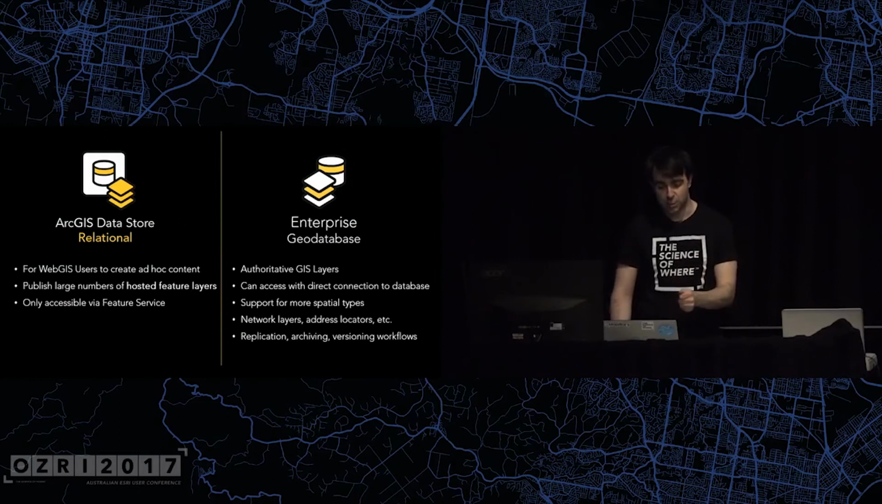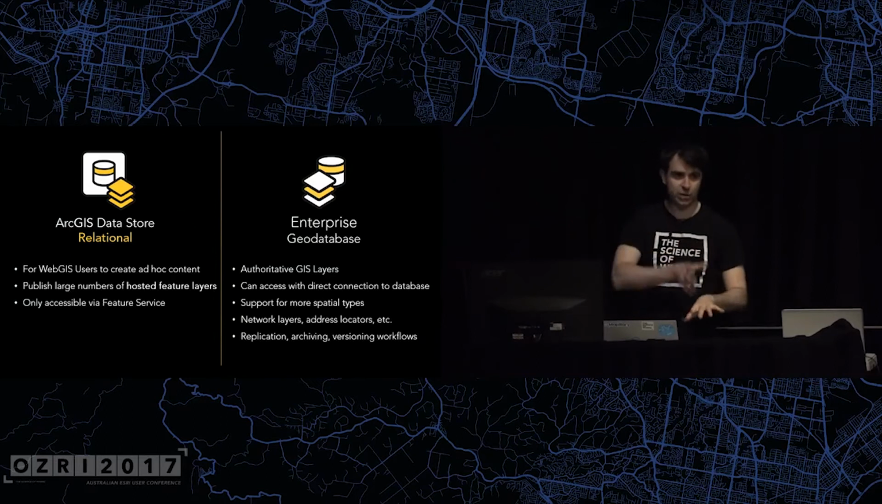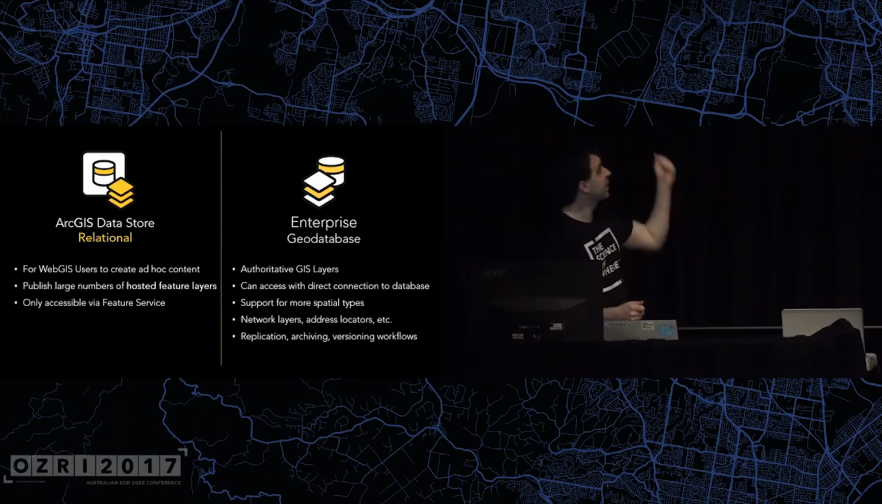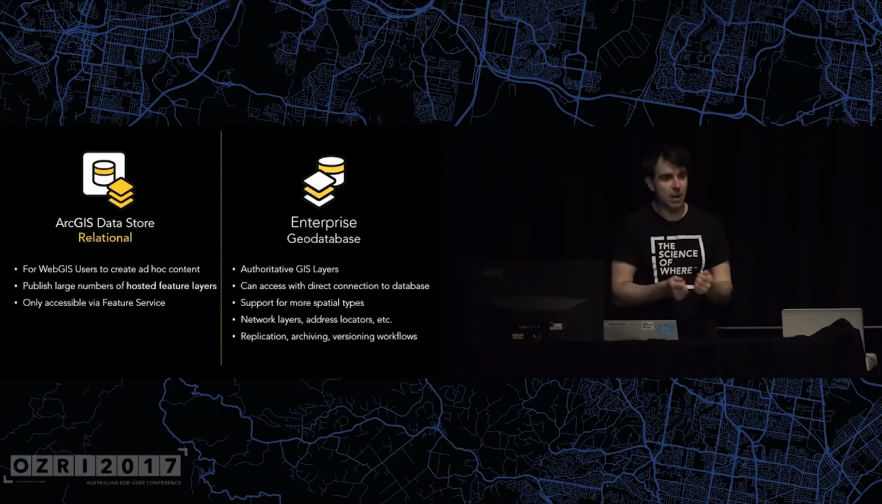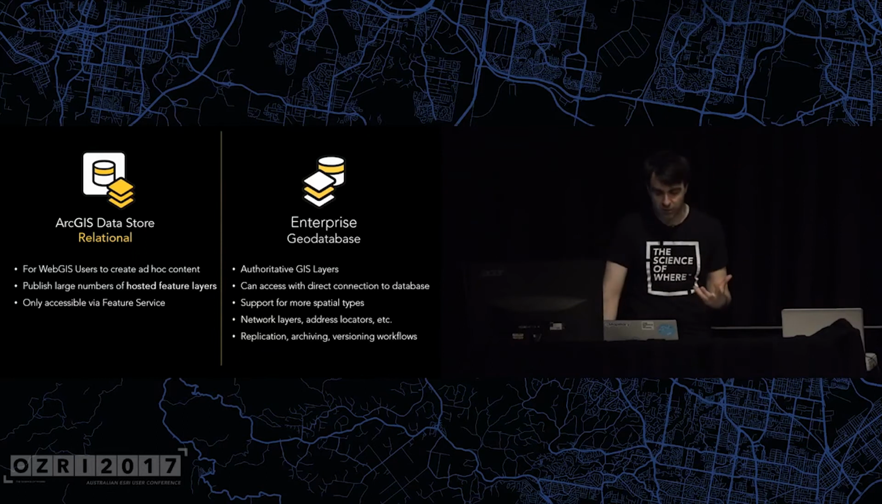Another key difference is with the ArcGIS data store, you can only access the data in it through the web services. You shouldn't be accessing the data via a direct connection. It's only through the actual web service that you should be doing that. But the biggest benefit of the ArcGIS data store, for me anyway, is its ability to publish thousands of what's called hosted feature services on a single machine without putting too much impact on your GIS server.